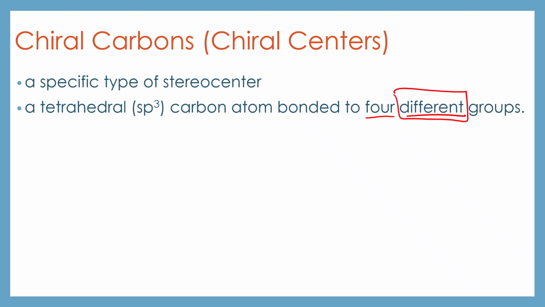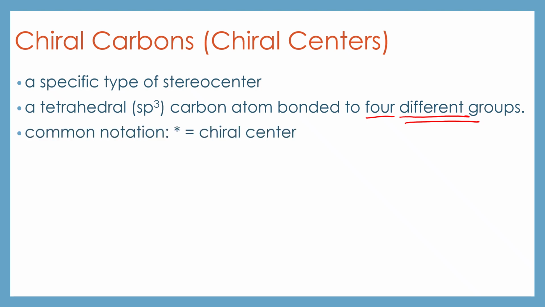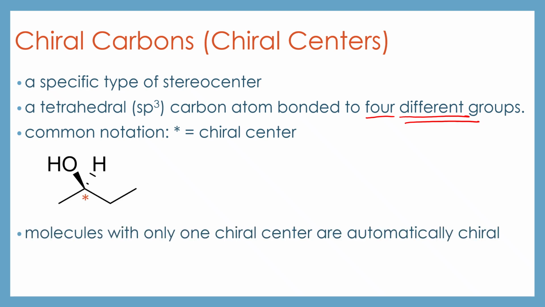Emphasis on different. All sp3 carbons are bonded to 4 groups, but we are looking for 4 unique groups. So it could be that you have a hydrogen, a methyl, an ethyl, and a bromine attached to that carbon. As long as they are different, it would be a chiral carbon. Often you'll see chiral centers designated by marking them with an asterisk. So for example, in this alcohol, we have a methyl group, we have a hydroxyl group, we have a hydrogen, and an ethyl. So this carbon is chiral, and it's been designated with an asterisk.